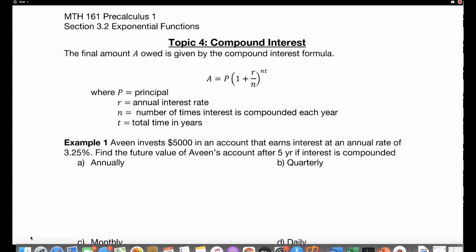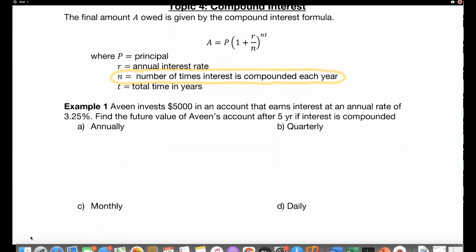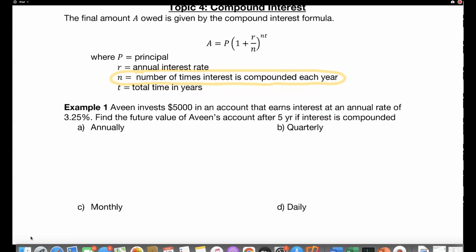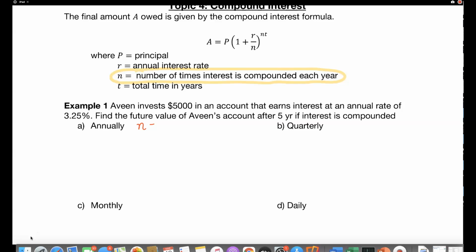Now, this is a difficult one, so I want you to highlight it or circle it. N is the number of times interest is compounded each year. If they say annually, that means you are going to compound your interest once a year. So N is equal to 1.